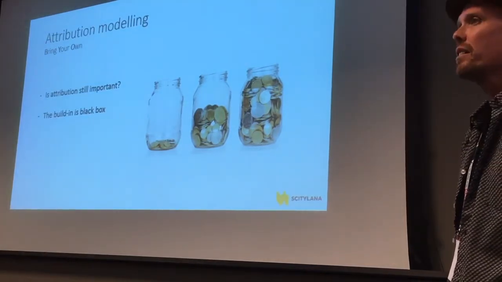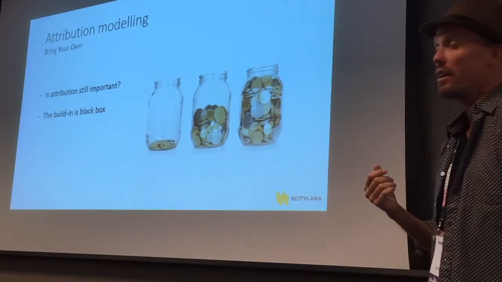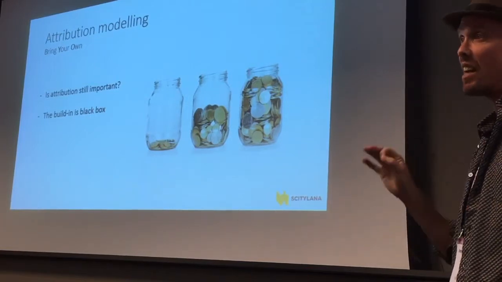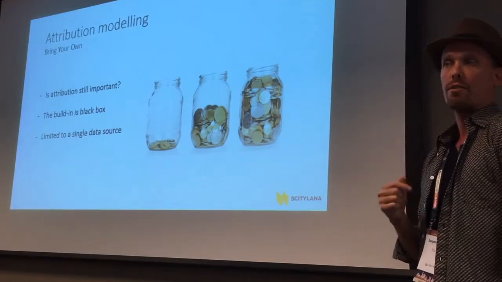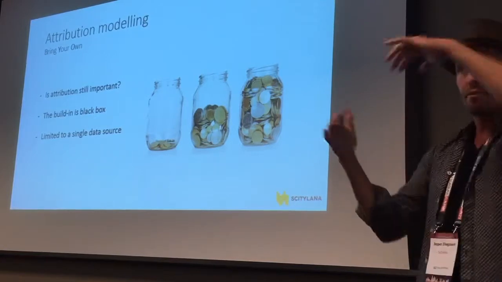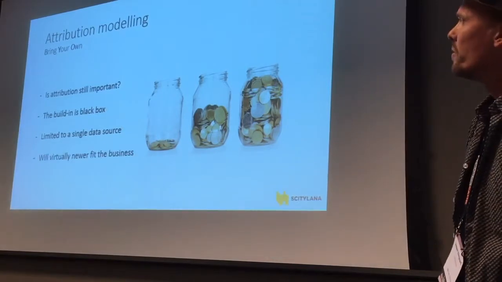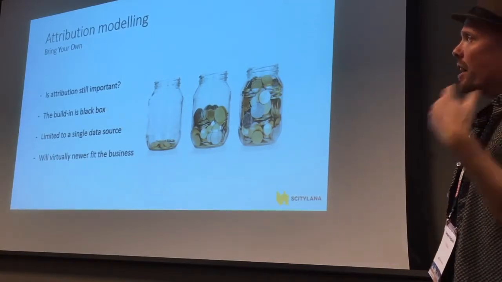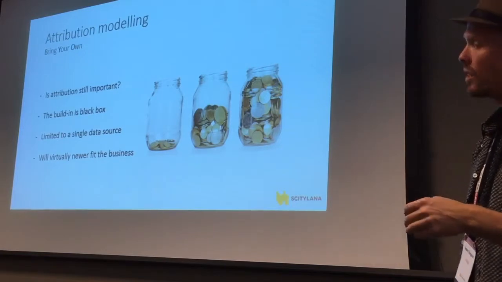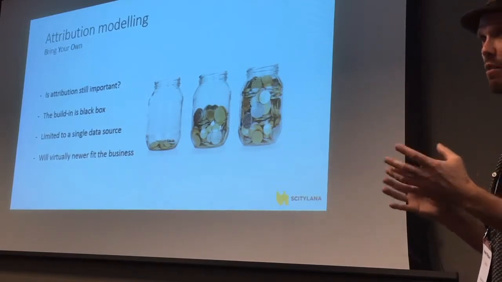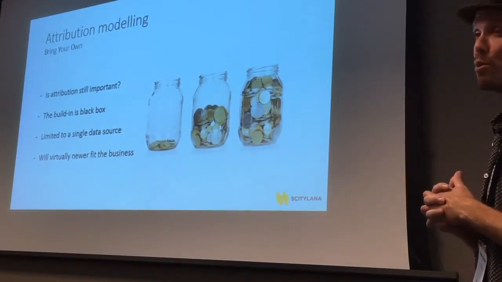So when it's so important, why use the built-in attribution facilities? For example, in Google Analytics, it's a black box. Mostly, you don't know exactly how they built their attribution model. It's limited to a single data source. If you want to integrate all these different data sources, you need your own model. Bring your own attribution model. These standard built-in attribution models will almost never fit your business. So that's why an important part of building BI use cases is building attribution models.